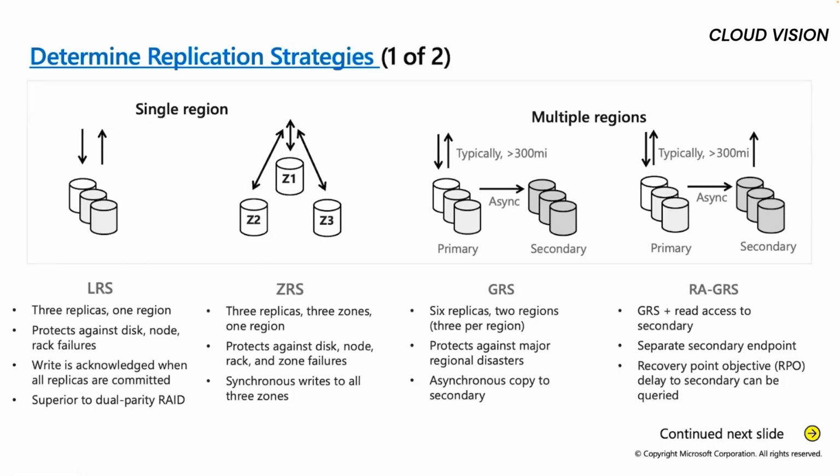So LRS is locally redundant storage, and as the name suggests, it replicates the data 3 times within a single data center. And it provides, I think, about 11 nines. So the reliability or the SLA, we count in nines. It starts from like 2 nines and goes on to 17, 18 or some other big numbers. So particularly, LRS is 11 nines.